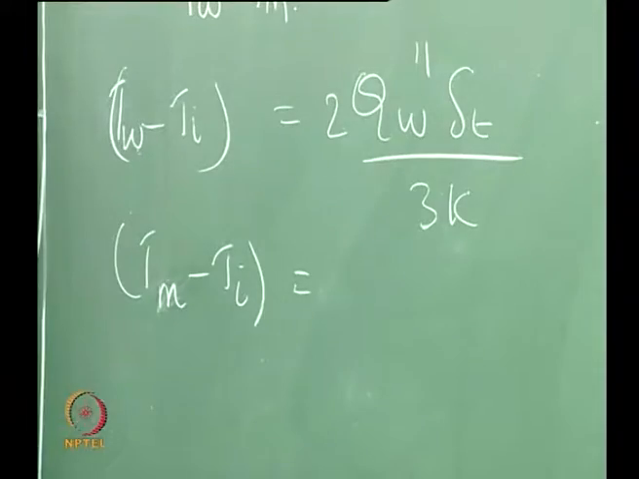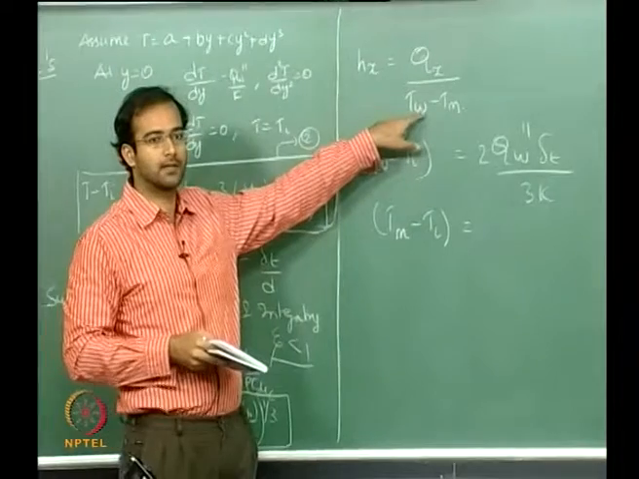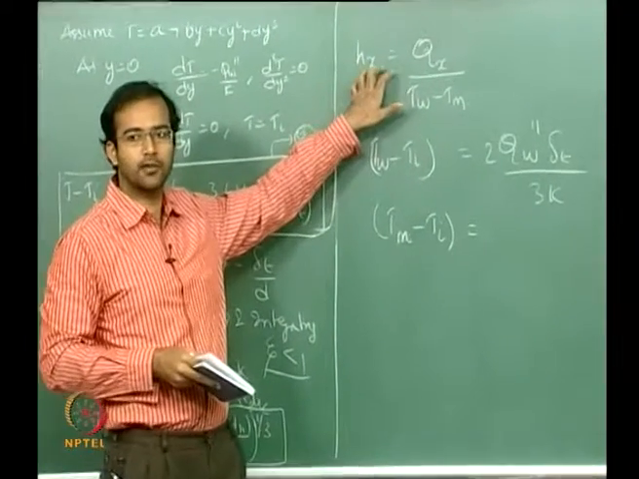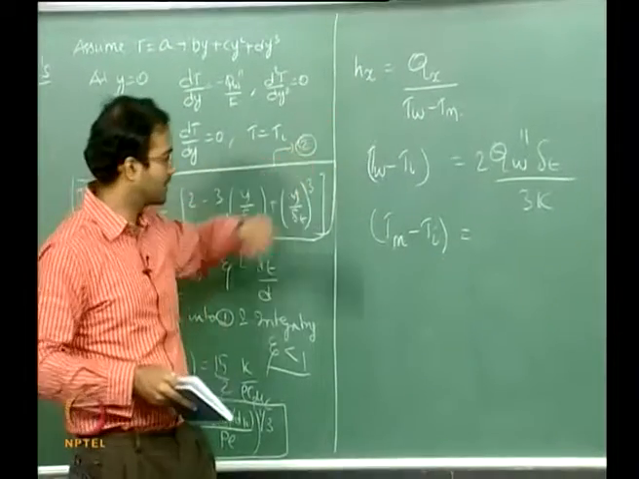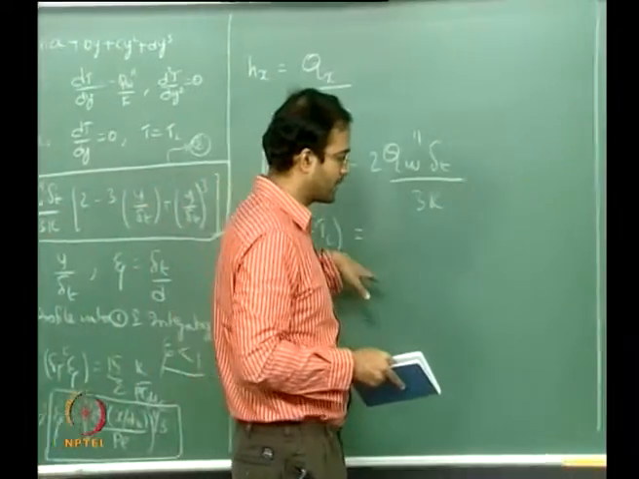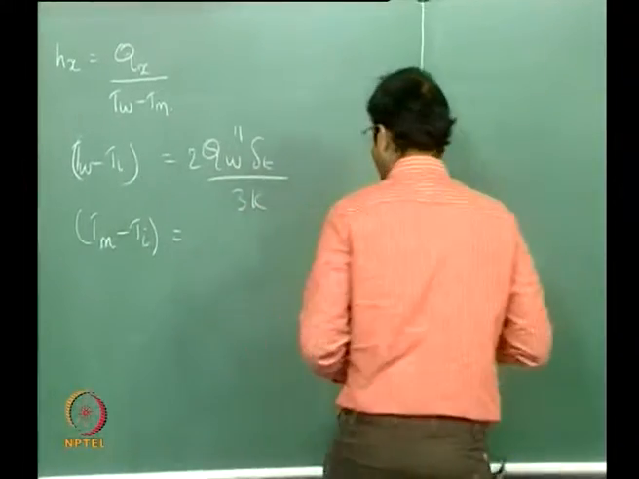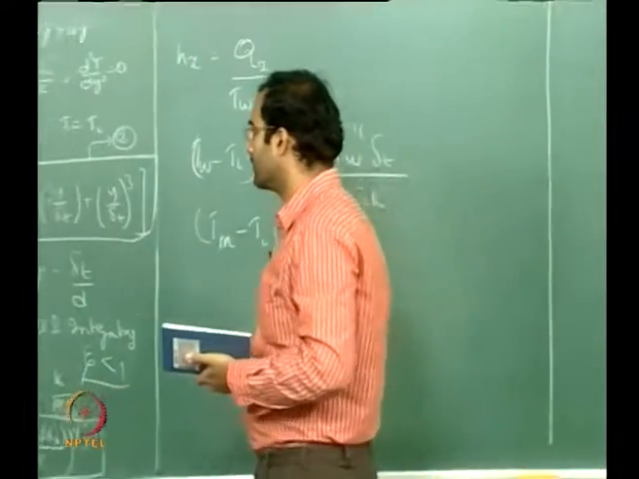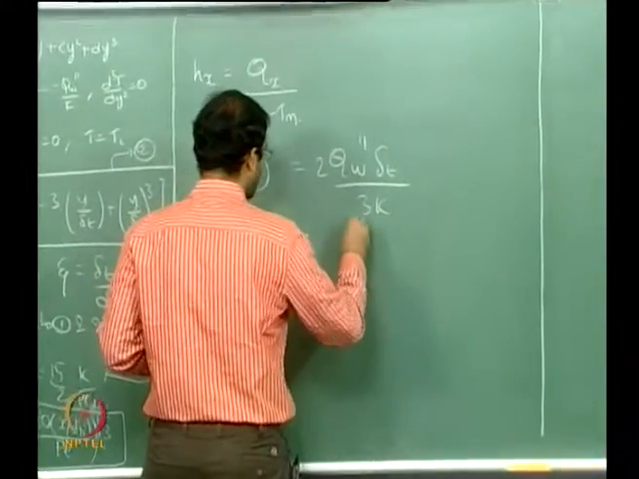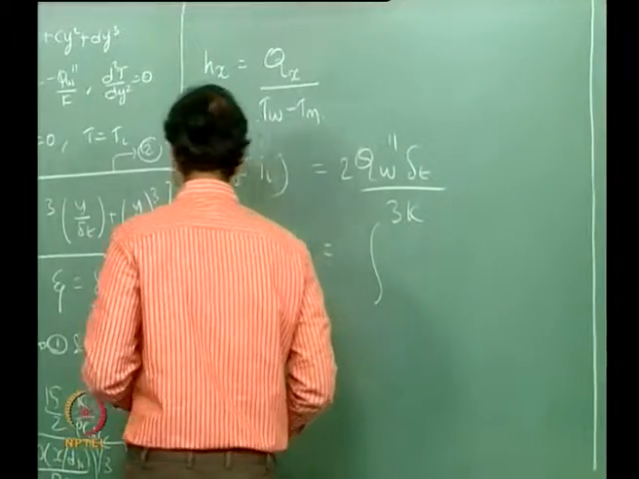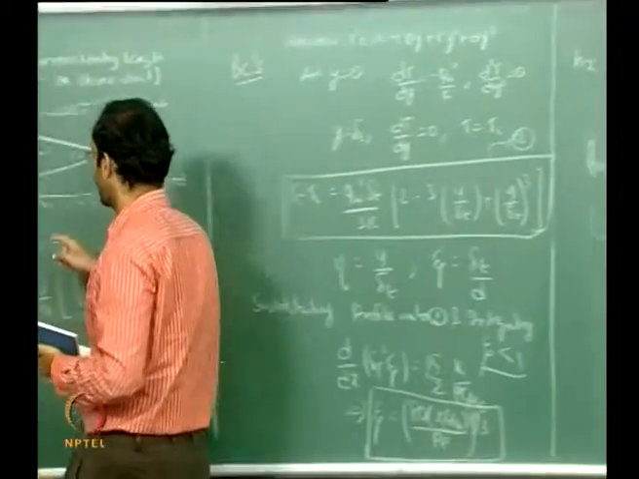So once I know T wall minus Ti, T mean minus Ti, I take the difference, I get T wall minus Tm, okay, and that will give me the final expression for heat transfer coefficient. So now we have to determine what is the mean temperature. So to do that, how do we determine mean temperature? We integrate our temperature profile.